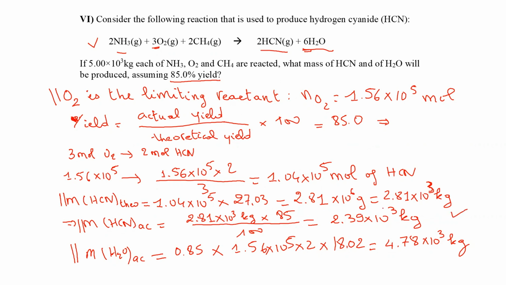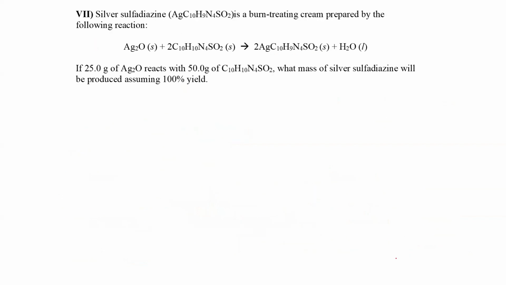You can use a similar process. I want you to do it, that's why I didn't do it here. You do the same: from the 3 mole of oxygen, you get 6 mole. So if I have 1.65 × 10^5, I have the double, so multiply by 2 here. That's why you get 2. And you multiply by the molar mass of water to get the mass, and you correct it with the yield 0.85, which is 85 divided by 100, and that gives you this mass of water, which is 4.78 × 10^3 kilograms. Okay, so that's all you need for this problem. Let's go to the last problem.